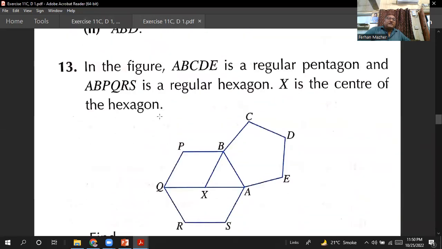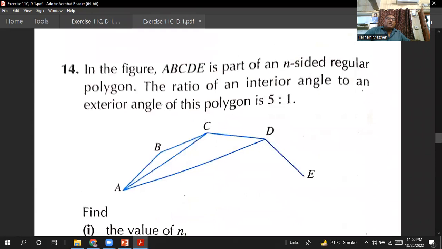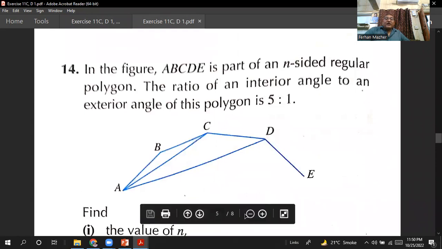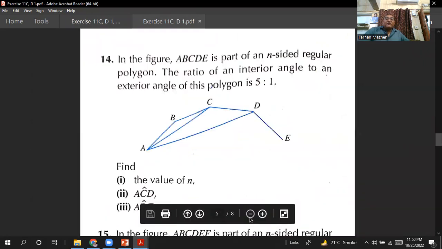So I think question number 13 is done. So we are going to the next question. The next question coming up on your screen is question number 14.